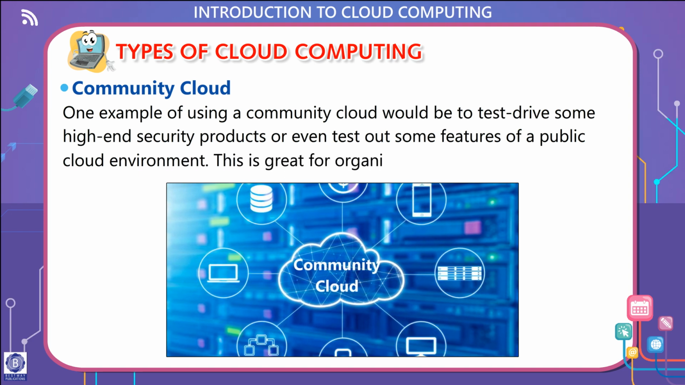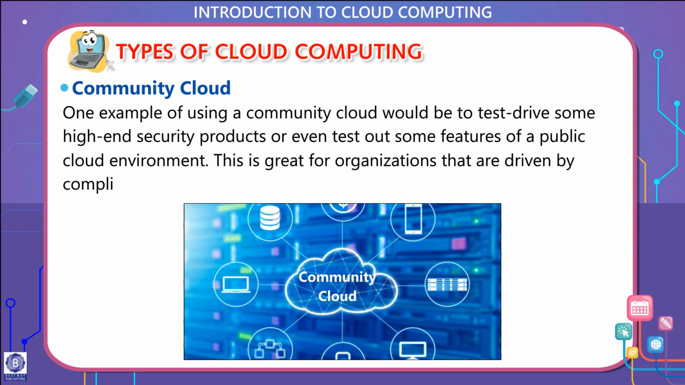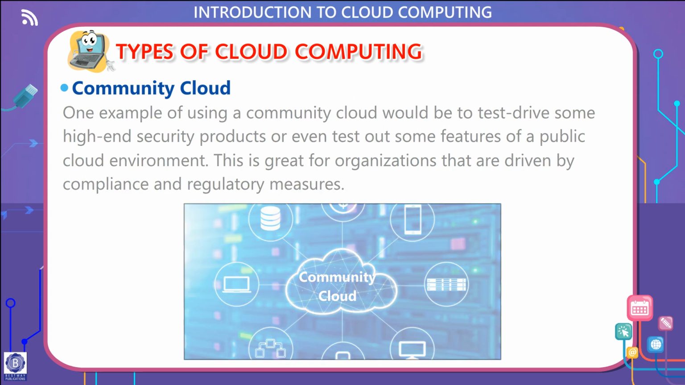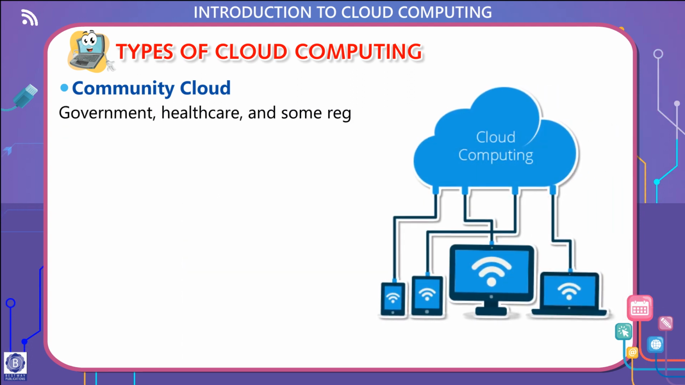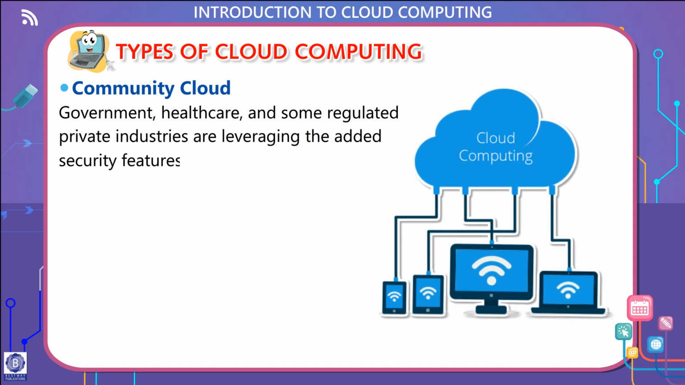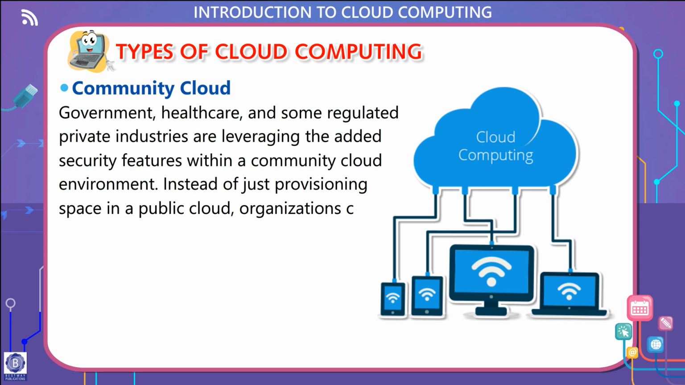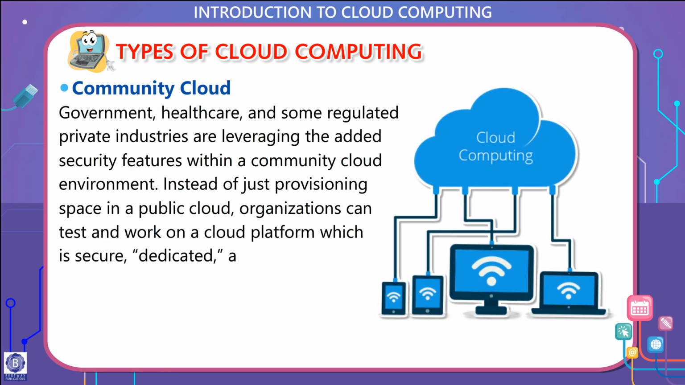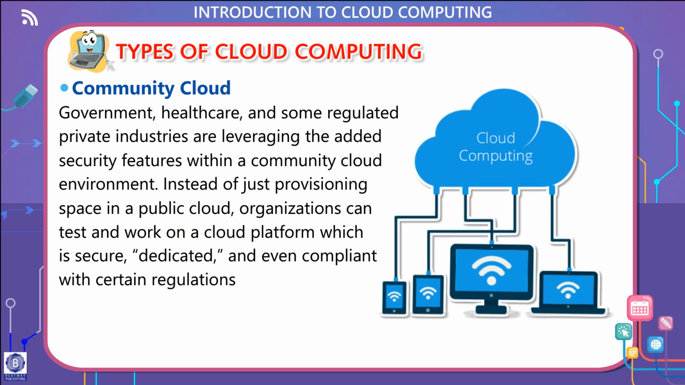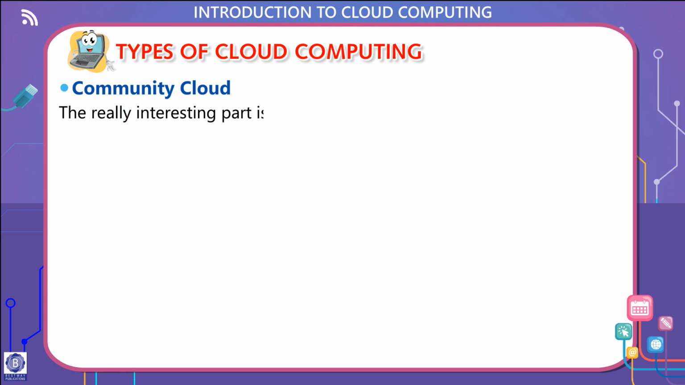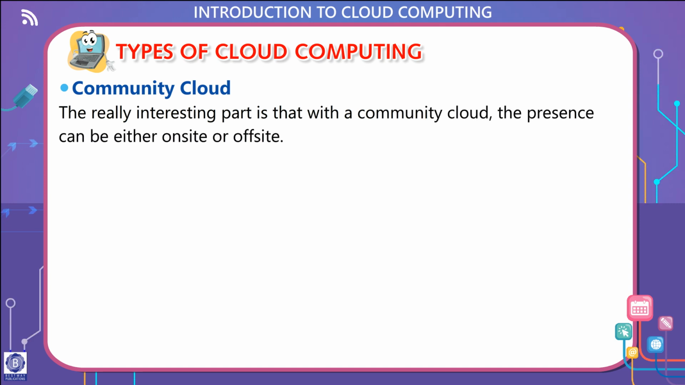This is great for organizations that are driven by compliance and regulatory measures. Government, healthcare, and some regulated private industries are leveraging the added security features with a community cloud environment. Instead of just provisioning space in a public cloud, organizations can test and work on a cloud platform which is secure, dedicated, and even compliant with certain regulations. The really interesting part is that with a community cloud, the presence can be either on-site or off-site.